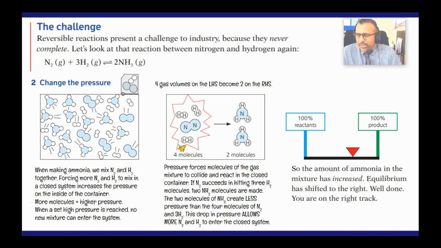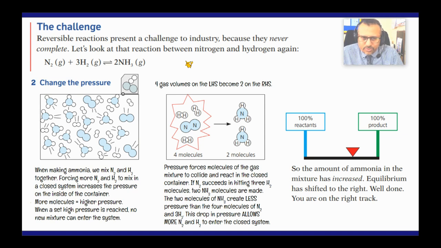And according to Avogadro's law, it doesn't really matter whether the molecule is ammonia, nitrogen, or hydrogen. If it's hitting the inside of the chamber, it's going to have a little force on it, and it's all going to add up. So whatever the gas molecule is, if you have fewer gas molecules, your pressure is going to go down. That drop in pressure, you can imagine, allows more nitrogen and hydrogen to enter the closed system. That means it's actually drawing in the reactants to form the products. It's a really useful way of thinking about it, I think.